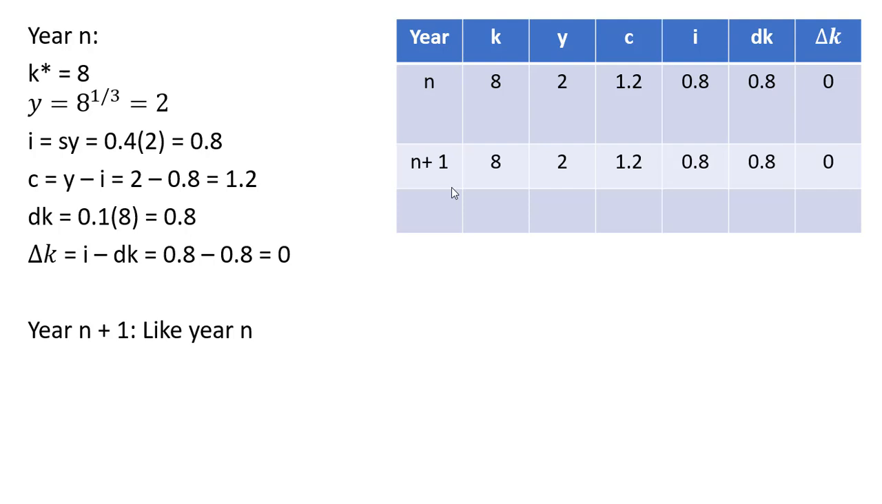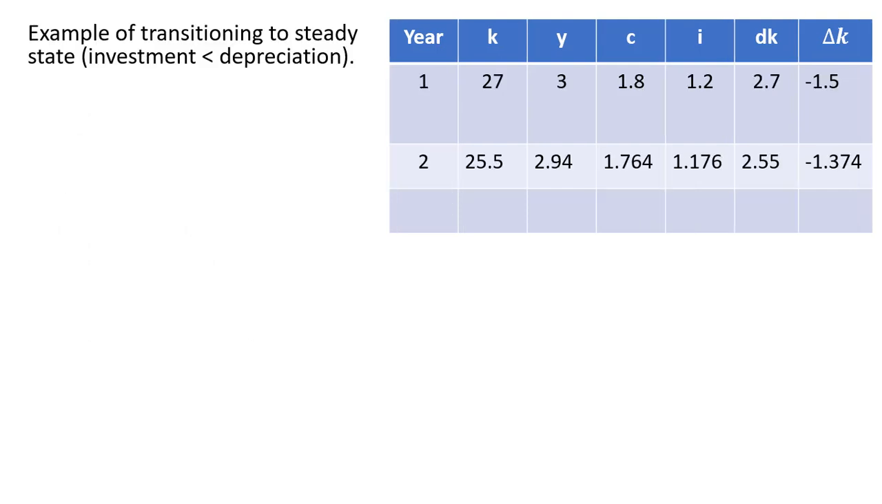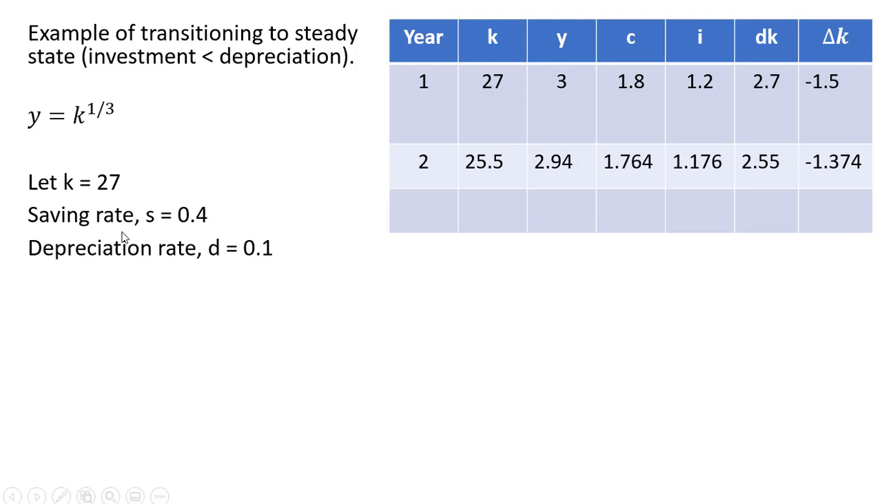All right, let's move on. Let's look at the other example of transitioning to the steady state when investment is less than depreciation. Here, the change in capital will be negative, output per worker will fall, the capital labor ratio will fall, and so on till we reach our steady state where K equals 8. So plugging 27 in to our per worker production function, assuming the same values for the saving rate and depreciation rate, in year 1, we'll have the following.